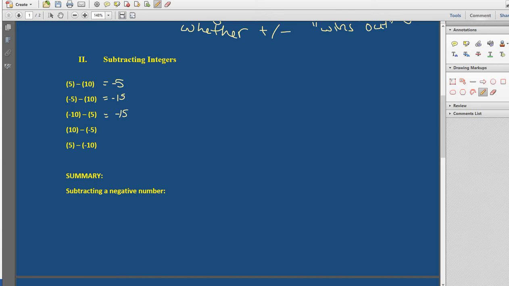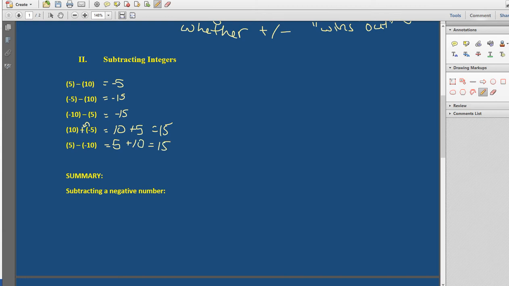Now, this one is tricky. When you subtract a negative number, you can think of it as this negative comes over here, adds itself there to be positive, because that's exactly the same thing as saying 10 plus 5, which equals 15. Same thing with this subtracting a negative. That's the same thing as saying 5 plus 10, which equals 15.